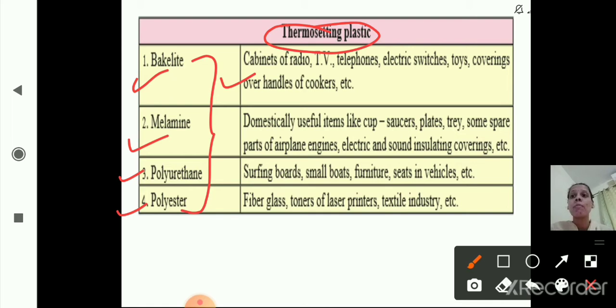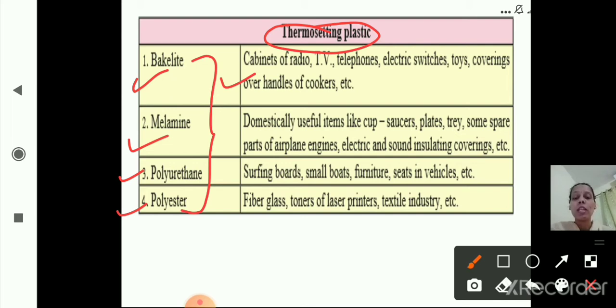Bakelite is useful to make cabinets of radio, TV, telephones, electric switches, toys, coverings over the handles of cookers, etc. And melamine is used to make domestically useful items like cups and saucers, plates, trays, some spare parts of airplane engines, electric and sound insulating coverings. Then polyurethane is used to make surfing boards, small boats, furniture and seats in the vehicles, etc. And the last, polyester, is used to make fiberglass, toners of laser printers and textile industry, etc. So these are the different types and uses of thermosetting plastic.